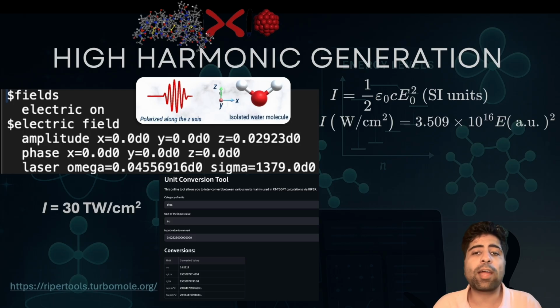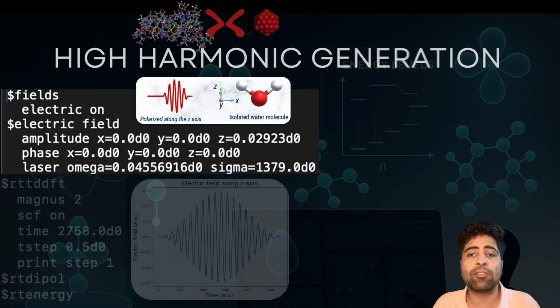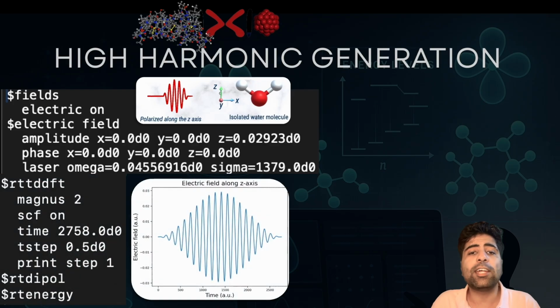Finally, we will also provide some details regarding the RT-TDDFT simulation in the control file. For HHG simulations, it is recommended to use the SEF time propagation algorithm. We will evolve the system for 2758 atomic units, which is twice the sigma value. So we evolve the system for approximately the same duration as the pulse. Then RT dipole and RT energy in the control file indicate that we want the dipole moments and energies to be printed at each time step, which is crucial. Okay, so now we are ready to run the simulation.